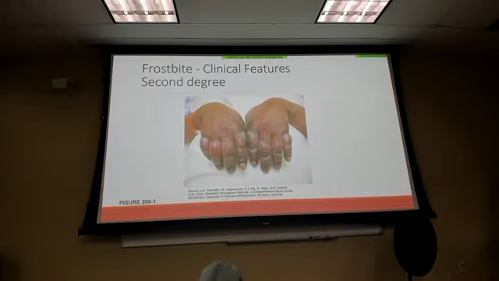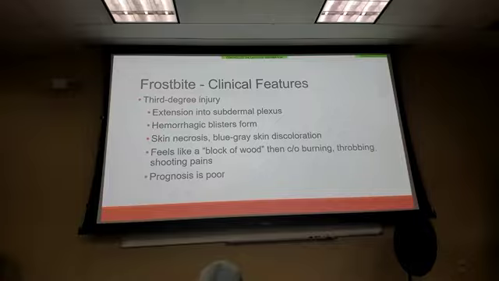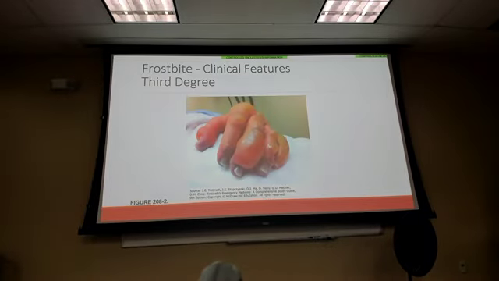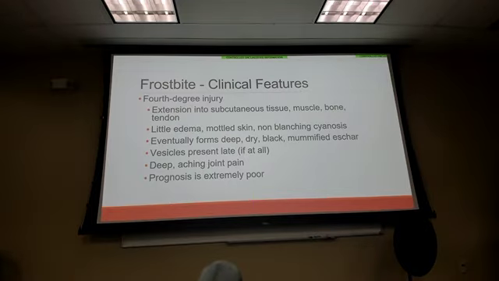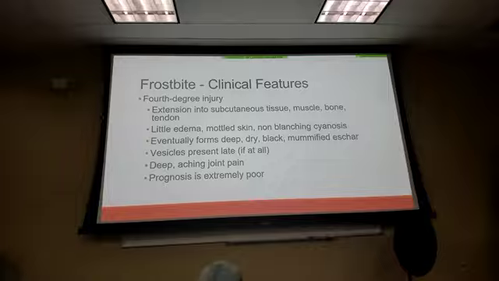But here's our second degree, so you can see those blisters mainly affecting the distal digits. Then our third degree is when we get down to the subdermal plexus, so you get the hemorrhagic blisters, necrosis, and a blue-gray discoloration. Apparently it feels like a block of wood. This one has a poor prognosis, and let's look at some pictures. Here's how it looks initially, with hemorrhagic blisters. Then fourth degree, we get extension into subcutaneous muscle and bone, so basically the entire digit, and it'll start to form that mummified black eschar.